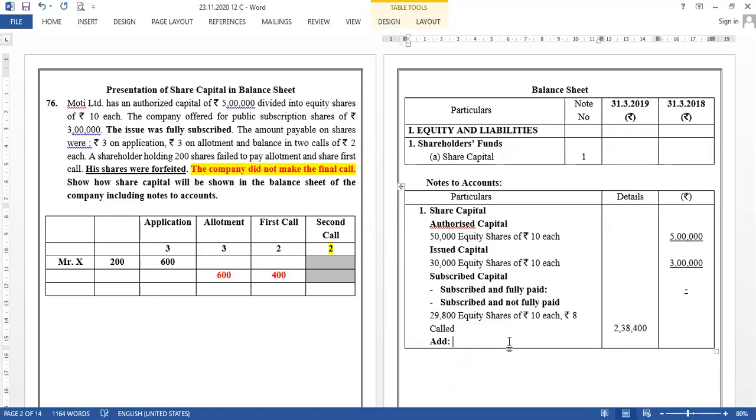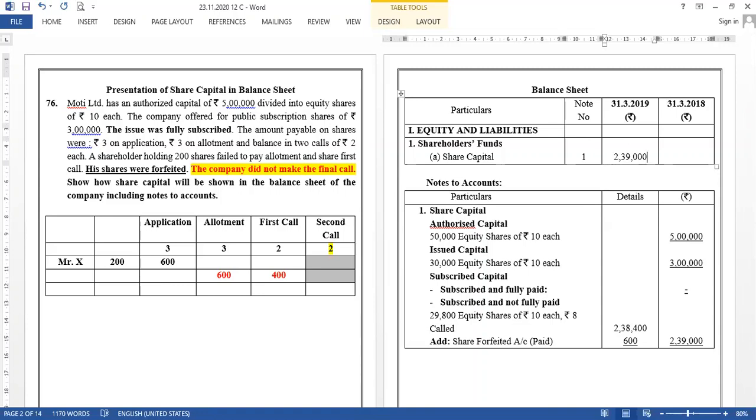share forfeited account. And what I'm supposed to write over here is the amount which has been paid by the shareholder, right? Paid is 600. So let me write 600 over here. Okay. And the total amount comes to 2,39,000. So this is the final amount to be shown in the balance sheet over here, 2,39,000, and then we are done with the sum.